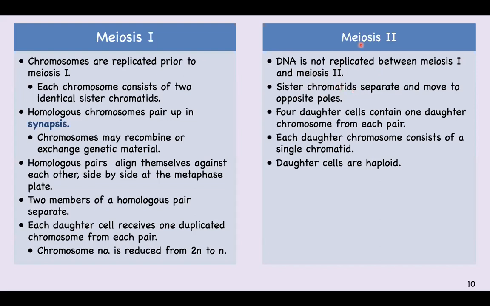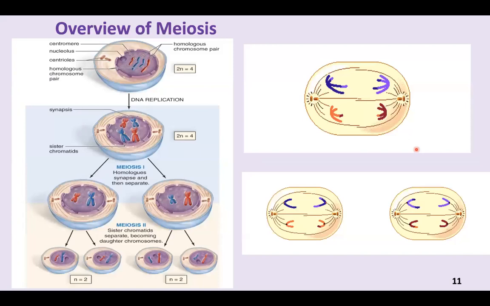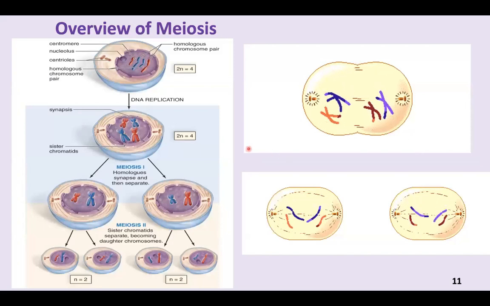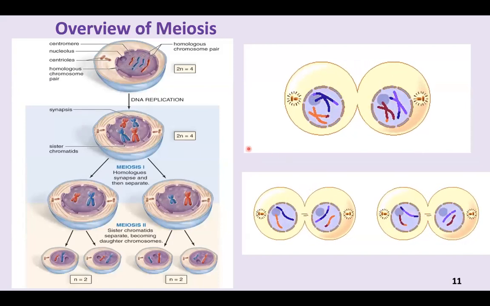Nah, sister chromatids. Okay, bila dah masuk meiosis 2, bila meiosis 2 you guna the term sister chromatid. Okay, sister chromatids separate and move to the opposite poles. And 4 daughter cells contain 1 daughter chromosome for each pair. So each daughter chromosome consists of a single chromatid. And daughter cells ni adalah haploid. So we'll go into detail on each of the steps. So this is the overview of meiosis.